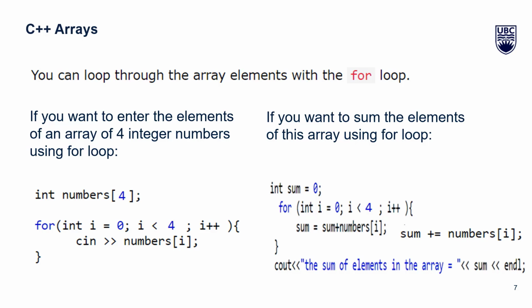Instead of using sum equal to sum plus numbers of I, you can write this command: sum plus equal numbers of I. It is the same as writing sum equal sum plus numbers of I. So these two lines will give us the same results. So instead of writing sum equal sum plus numbers of I, you can write sum plus equal numbers of I.